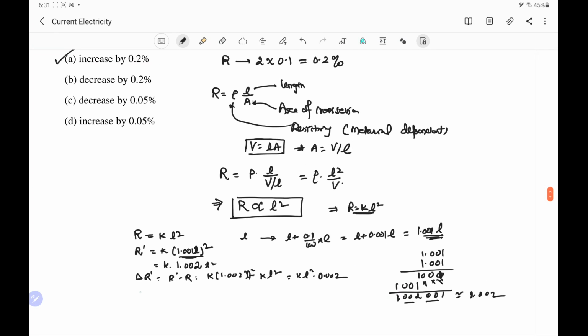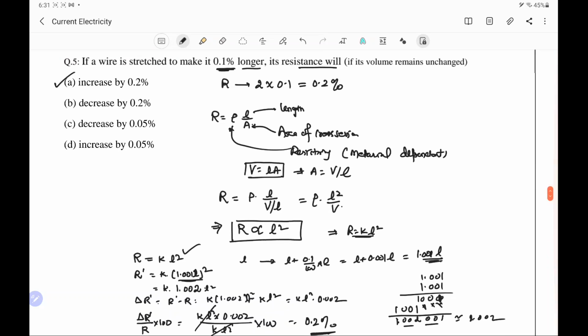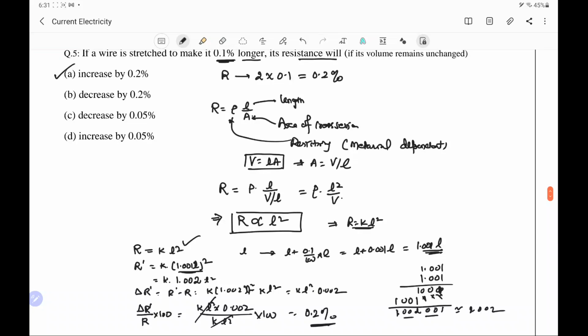To get the percentage increase, we will write change in resistance divided by the original resistance multiplied by 100. So the change in resistance is K L square into 0.002 divided by the original resistance, and the original resistance was K L square, multiplied by 100. This K L square and K L square will cancel. On multiplying with 100, we will get 0.2%. So resistance will increase by 0.2%. And for such objective questions, we can remember that if length is increased by X%, then resistance will increase by 2X%.